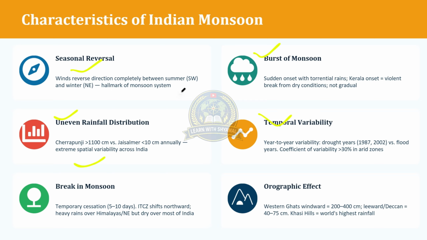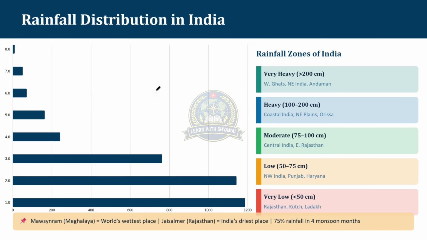Break in monsoon: temporary cessation of 5 to 10 days. ITCZ shifts northward, heavy rains over the Himalayas and northeast but dry over most of India. Orographic effect: Western Ghats windward 200 to 400 cm, leeward Deccan 40 to 75 cm, Khasi Hills world's highest rainfall. Rainfall distribution in India: Mawsynram in Meghalaya, world's wettest place, and Jaisalmer, Rajasthan, the driest place.